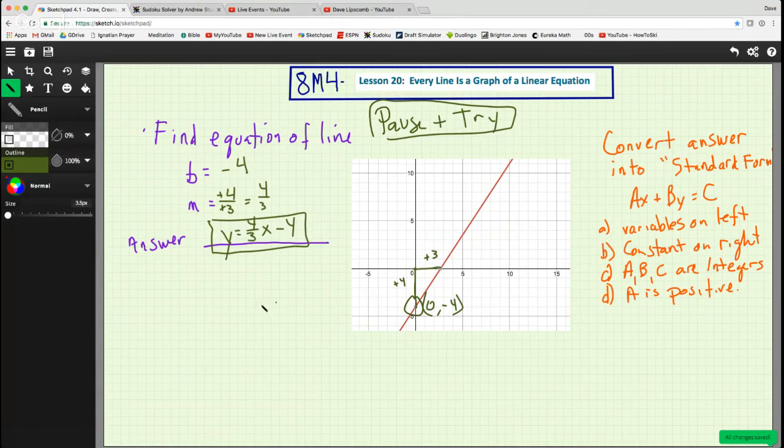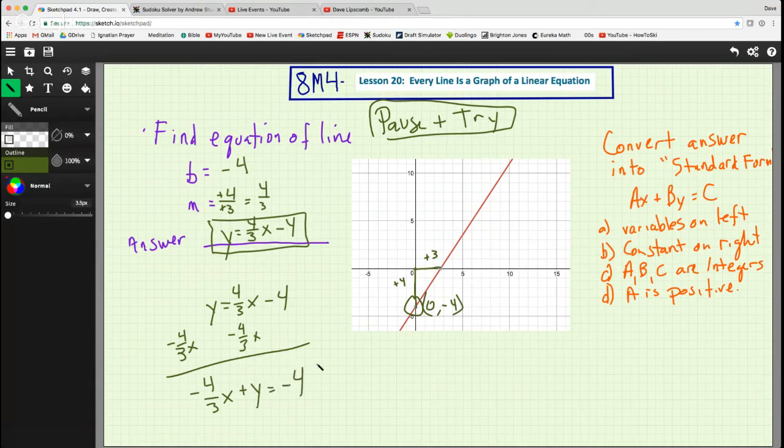Now we have to convert that into standard form. So y equals 4/3 x minus 4. We're going to subtract 4/3 x from both sides. And we get -4/3 x plus y equals -4. Variables on the left, constants on the right. A, B, and C are not integers, so we have to multiply left and right by what number? Right, our denominator.